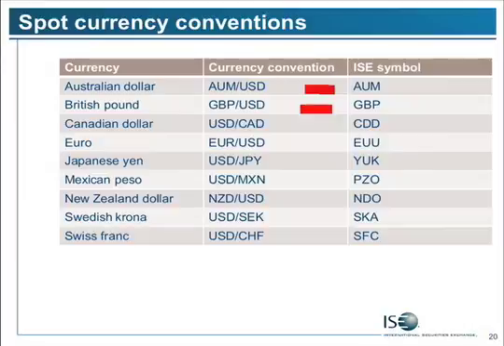A lot of you are familiar with dollar Canadian. The symbol is CDD. Euro dollar, EUU. Dollar yen, YUK. Dollar Mexican peso, PZO. New Zealand dollar, US dollar, NDO. US dollar, Swedish krona, SKA. And the US dollar against the Swiss franc, SFC.